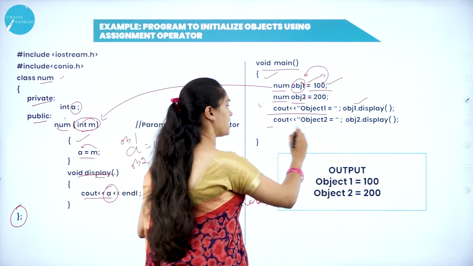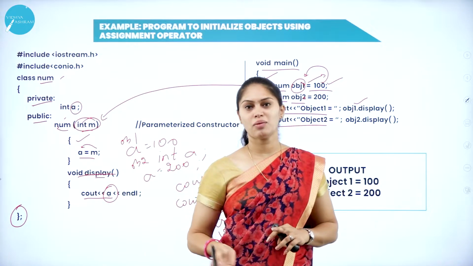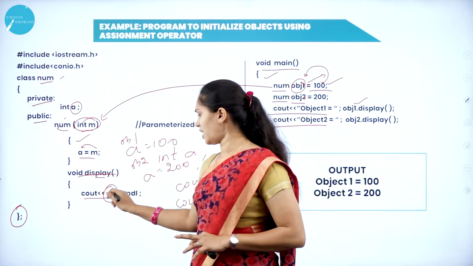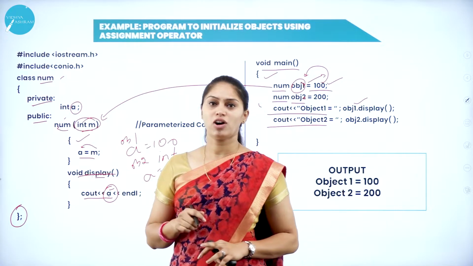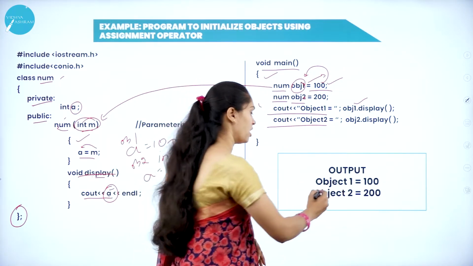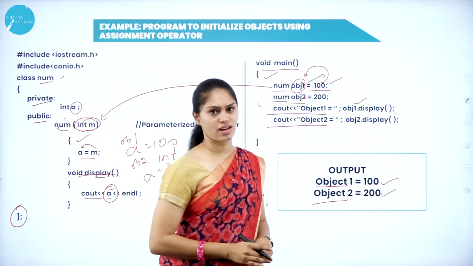Coming to the next line, cout object2, that is object2.display. Again, I'm calling the display function. When I'm calling this function, the content of a of object2 will be displayed. Then what will be the output? Object1 is equal to 100, object2 is equal to 200.